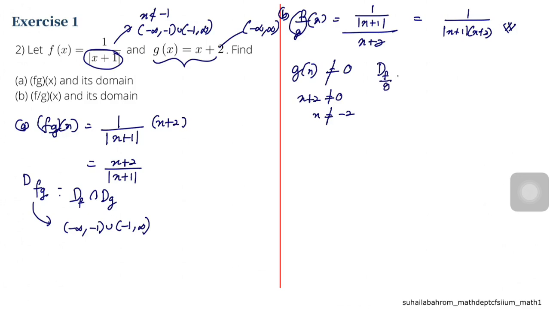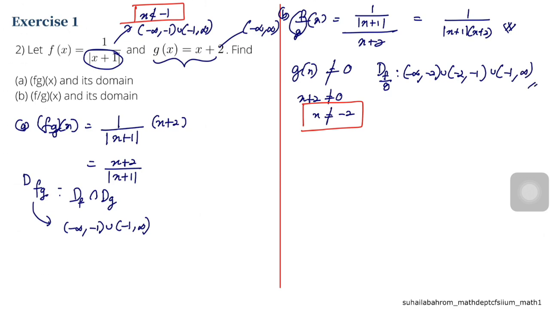Therefore, for the domain of f over g, since we have these two conditions, x cannot be negative 2 for f over g, and it must also intersect with the domain of f intersect with g. For f intersect with g, just now x cannot be negative 1. Therefore, the overall domain of f over g is negative infinity until negative 2 union negative 2 until negative 1 union negative 1 until infinity. So this is the domain for the quotient.